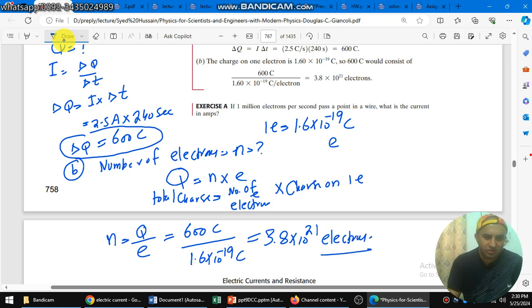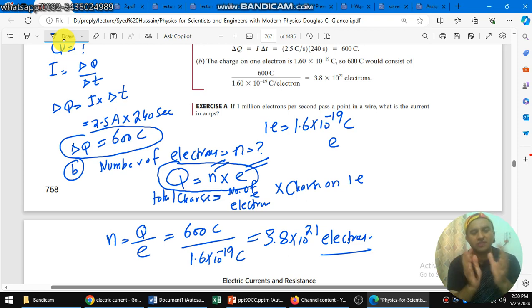So q is equal to ne. e is the charge on one electron, n is the number of electrons. When we multiply the charge of a single electron with the total electrons n, we get the total charge Q. Okay, thank you.